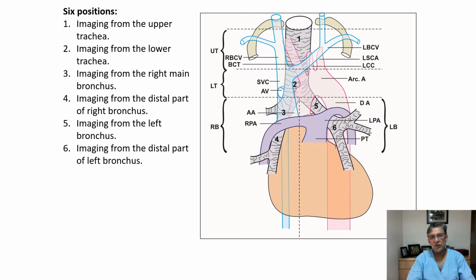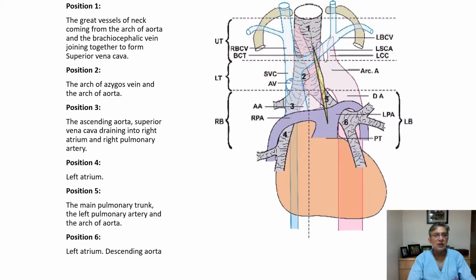As is evident from this figure, the landmarks that we are seeing are also evident, and we can see the brachiocephalic vein, the aorta and the pulmonary artery as important landmarks in this figure. So this is position 1 where we see the great vessels of the neck.